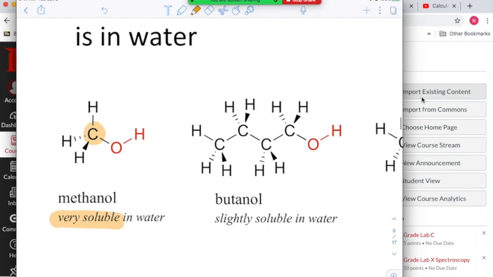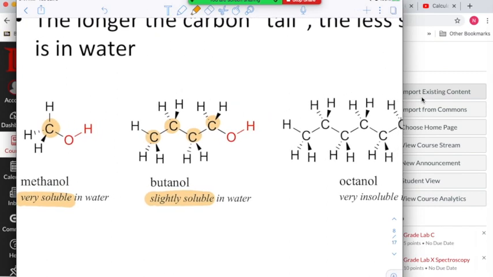Next up, we're moving on to butanol. But means four. So 1, 2, 3, 4 carbons. It is now slightly soluble in water. So between methanol and butanol, what we see is the tail is starting to grow. As the tail grows, the effect of the hydrophobic part, the part that does not want to be in the water, is more important. So essentially, the larger that tail is, the less likely it's going to get into the water.